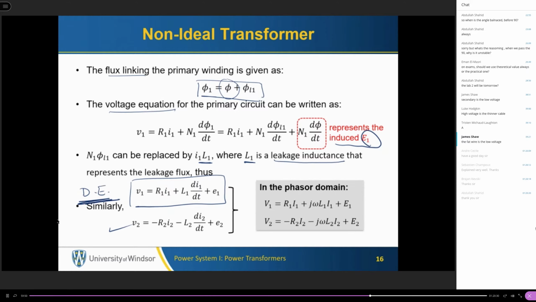Okay, that is applicable for transients and also steady state. But in the phasor domain, the derivative is represented by j omega. As you can see, V1 is equal to E1 plus a voltage drop across an impedance, the impedance of the primary and the impedance of the secondary. So Z1, the impedance of the primary, is R1 plus j omega L1. This is how we represent the copper losses and the leakage flux of the transformer.